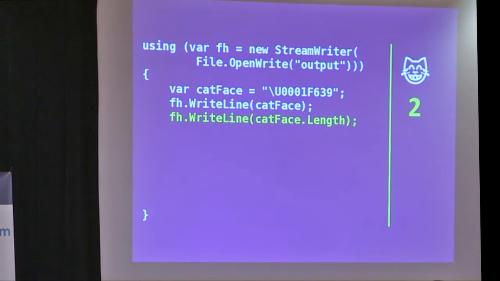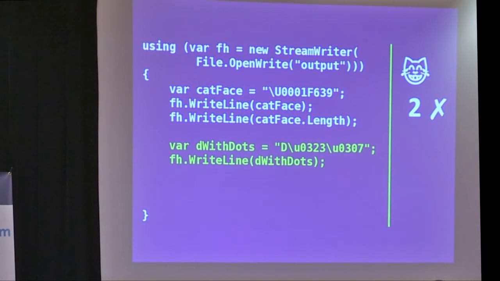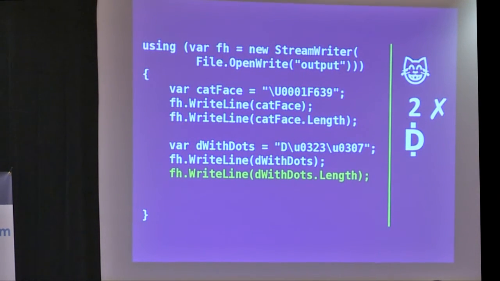Is that correct or wrong? Wrong, right. And then if we do the D with dots, which is those three code points, and we write that out, it writes it out correctly. And if we say how many characters are in that particular string, it comes back and says 3. Wrong. So much for C#.